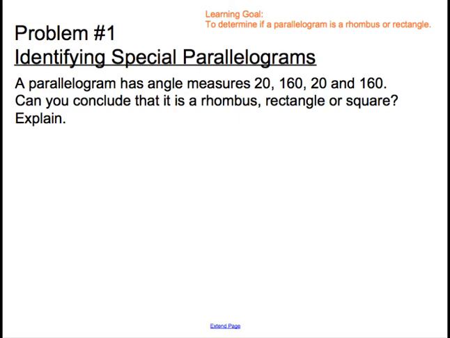So let's look at our first problem, identifying special parallelograms. The question says a parallelogram has angle measures of 20, 160, 20, and 160, and asks if we can conclude that it is a rhombus, rectangle, or square. In this case, it should be obvious that we can eliminate rectangle and square, because the only way it could be a rectangle or a square is if it had 90-degree angles.